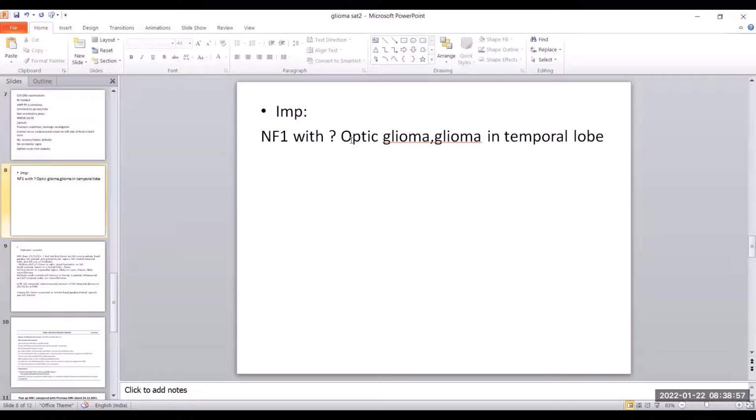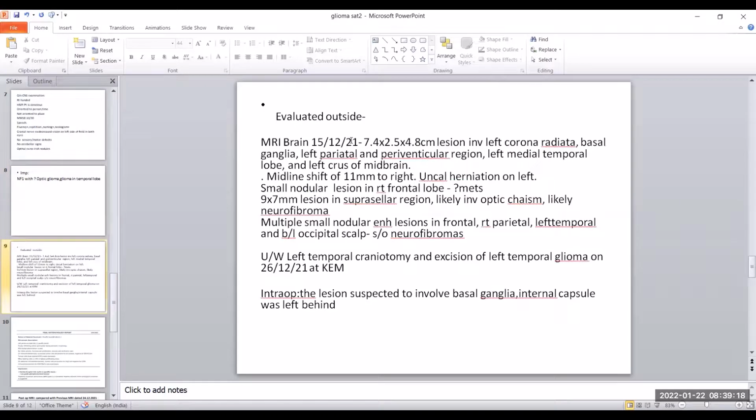Impression: in view of neurofibromas and café-au-lait spots, she has an NF1 phenotype with query optic glioma at the chiasma and glioma in the temporal lobe. She was evaluated outside at KM Hospital. MRI brain in December 15th showed a 7 into 5 centimeter lesion involving the left corona radiata, basal ganglia, left parietal and periventricular region, left medial temporal lobe, and left crus of midbrain, with midline shift of 11 mm to the right and uncal herniation on the left.